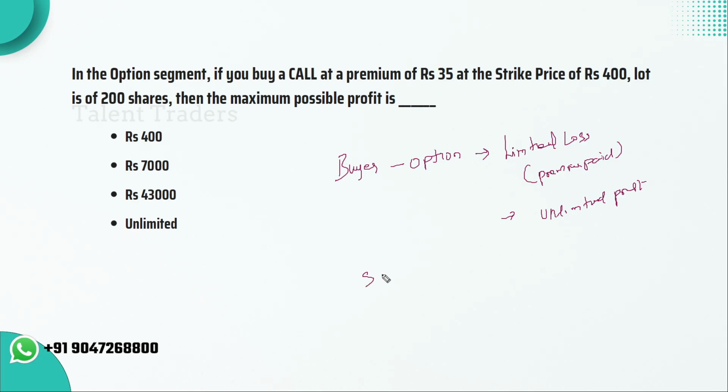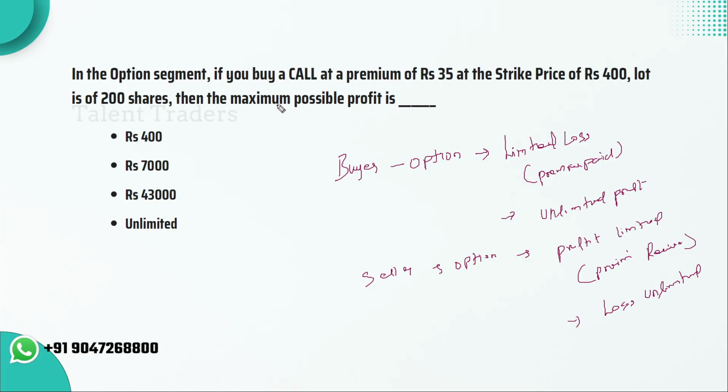And the seller of the option has limited profit, limited to the premium received, because while buying the option you pay the premium, while selling the option you receive the premium, and in this case the loss is unlimited. So whether you know this logic or not is what such questions ask. This is what you have to understand.